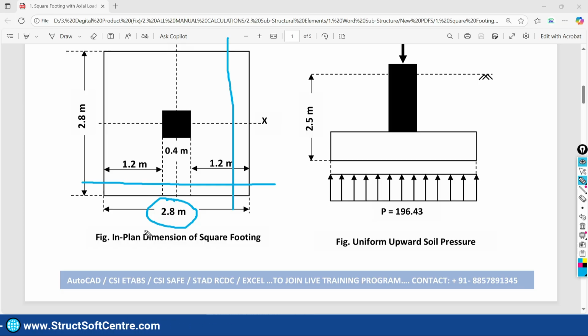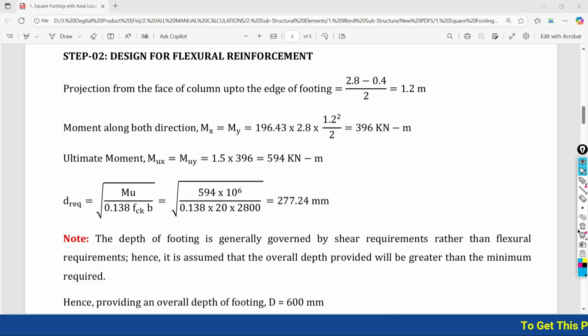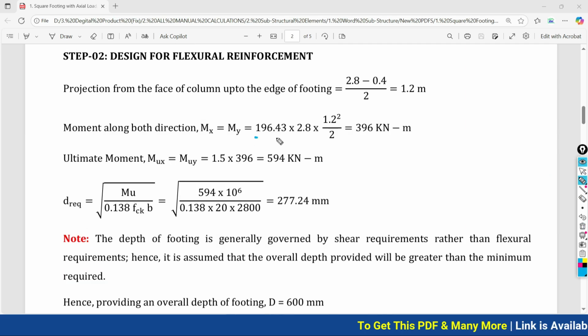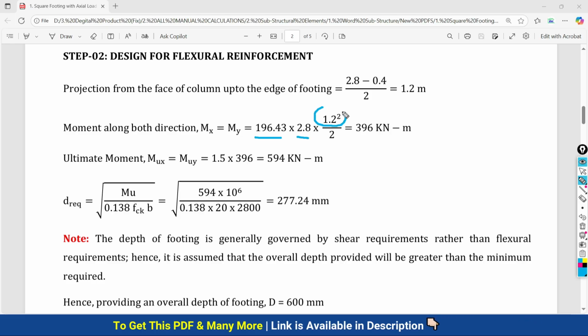When you deal with a rectangular footing, at that time it changes, but as we are dealing with a square footing, it will be the same. So I am going to write here 196 upward soil pressure multiplied by transverse dimension 2.8 meter multiplied by cantilever span.